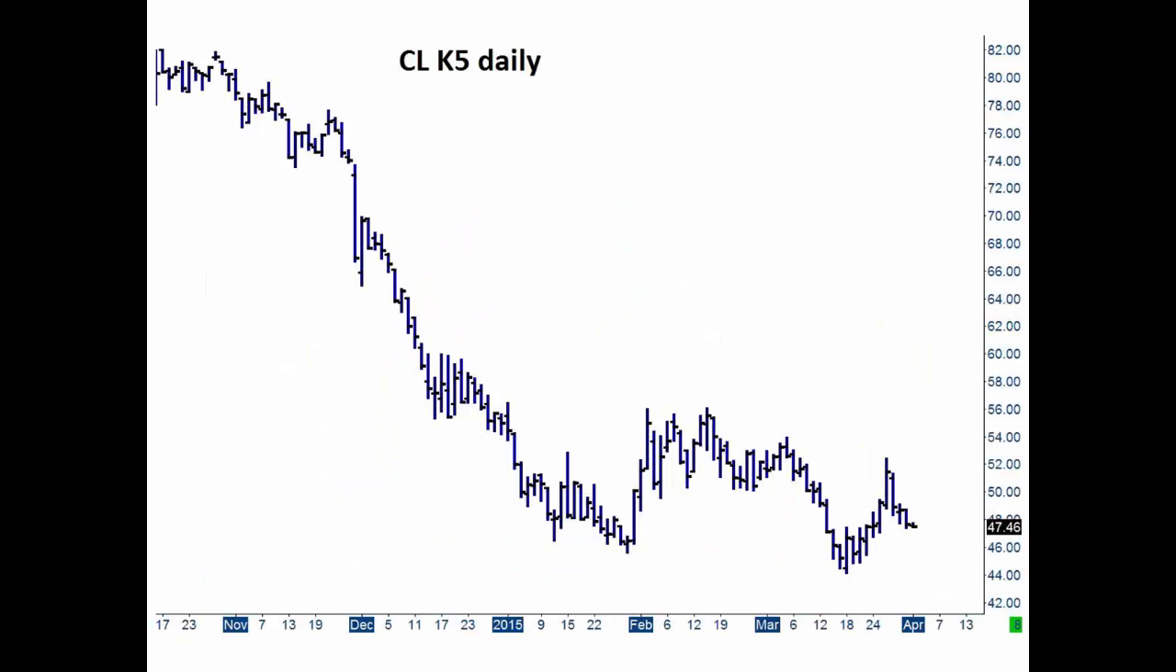Now you might think butterflies only work for small charts. Not true. Here's a daily chart of crude oil. Remember how crude oil fell tremendously in late November and late December of last year. Let me expand this so I can see what's happening currently.